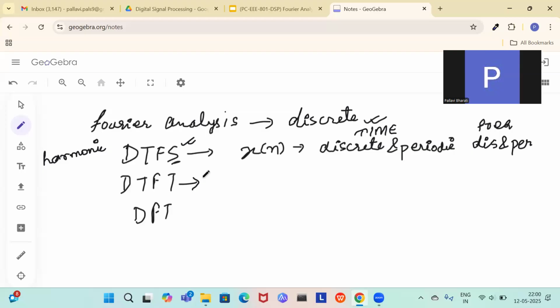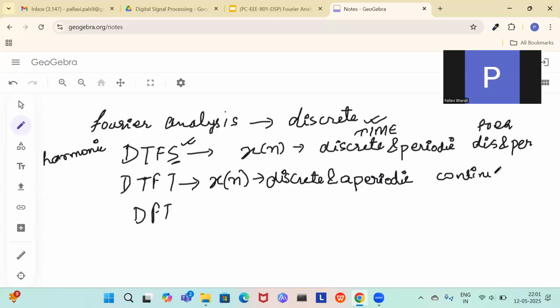So we introduced DTFT, where we can deal with aperiodic signals. So here my x[n] was discrete but aperiodic, or you can say non-periodic. So we included the aperiodic signal in this. We also talked about how DTFT can be applicable for both cases, but DTFS cannot be applied for aperiodic. So we took this discrete and aperiodic signal for DTFT, and what we got in the frequency spectrum was continuous and periodic.